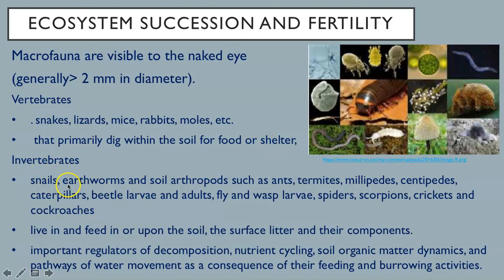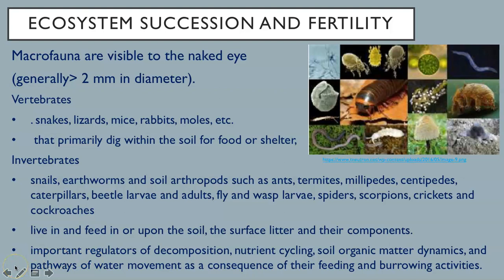live in and feed in or upon the soil, the surface litter, and their components. These are important regulators of decomposition, nutrient cycling, soil organic matter dynamics, and the pathways of water movement as a consequence of their feeding and burrowing activities.